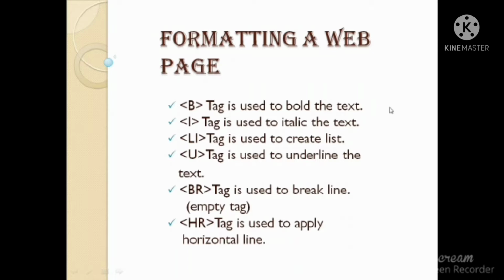So our first tag is B tag. If you want your text bold, then you can use B tag. And if you want to highlight your text in bold letters, then you can use B tag. So our next tag is I tag. As you can see, I tag is used to italicize the text. If you want your text in a different font, then you can definitely use I tag.